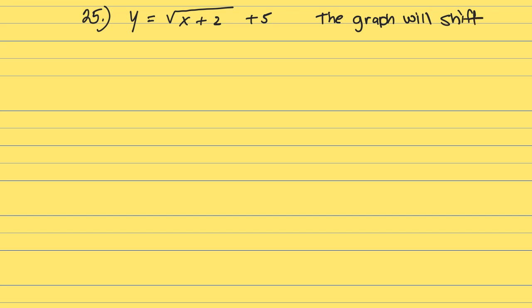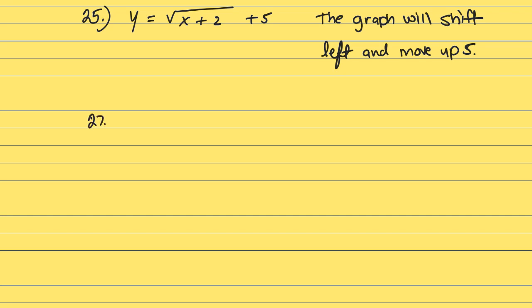For 25, it says describe the transformation from the parent function. So we have y is equal to the square root of x plus 2 plus 5. So I'm going to describe it. The graph will shift to the left and move up 5 units, okay? That's for 25.